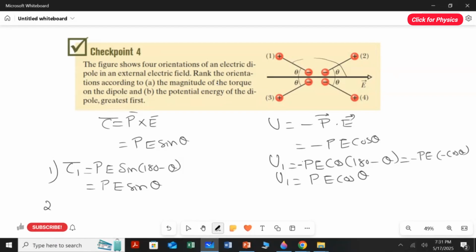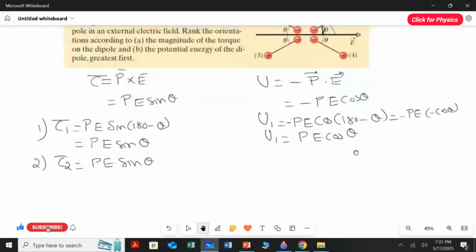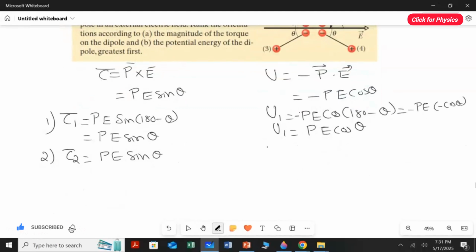Now we have to find the torque as well as the potential energy for the second dipole, and the second dipole angle is theta only. So we can apply this formula directly. Therefore, torque tau 2 is equal to PE sine theta only. We need not go for 180 minus theta because the angle with respect to the electric field is given. Likewise, the potential energy for the second dipole, U2, is equal to minus PE cosine theta, because minus PE cosine theta is the formula.